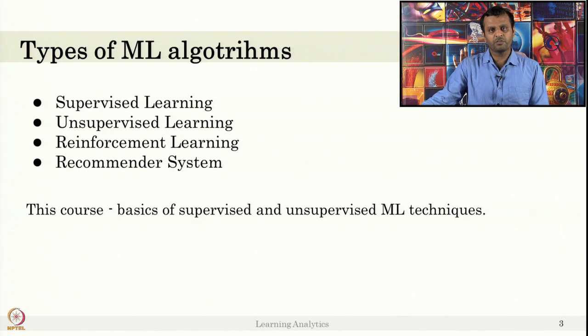So let's look at the types of ML algorithms. There are four types: supervised learning, unsupervised learning, reinforcement learning, and recommender systems. In this course, we'll talk about supervised and unsupervised machine learning techniques. So what is reinforcement learning? Reinforcement learning is mostly used in neural networks recently.